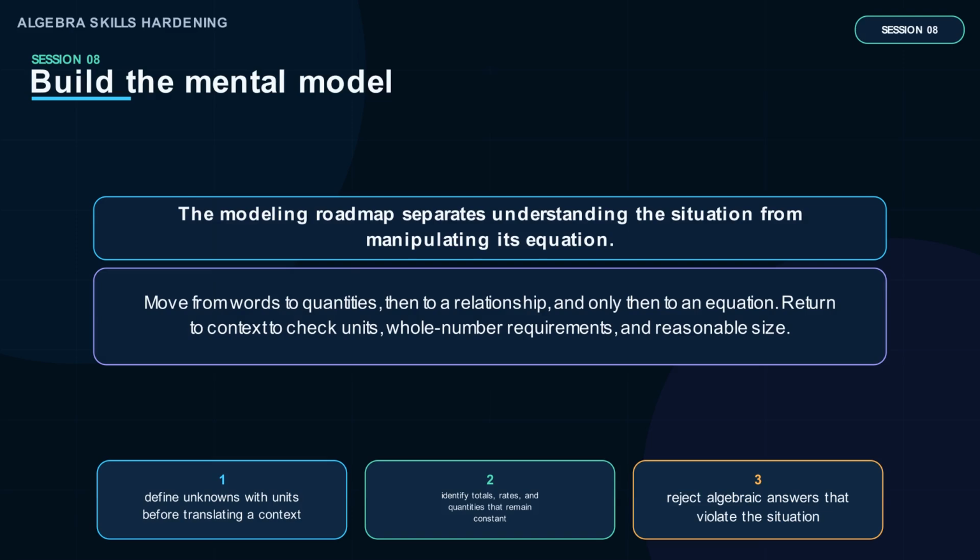The key distinction is this. Define unknowns with units before translating a context. Then connect it to the second goal. Identify totals, rates, and quantities that remain constant. Correct methods begin with correct interpretation. When a problem looks different, look for the same mathematical structure instead of an identical example. That transfer makes the skill durable.